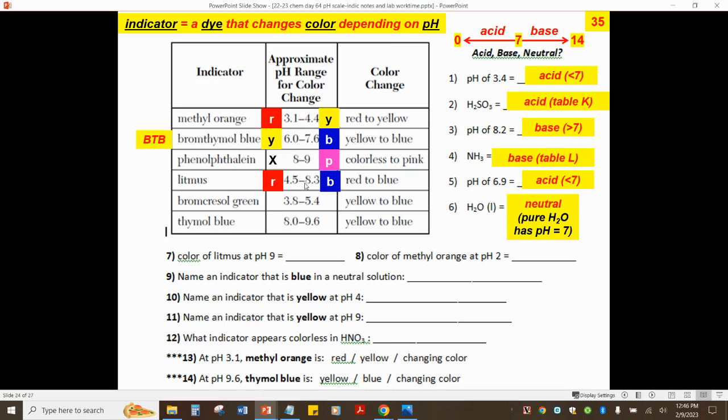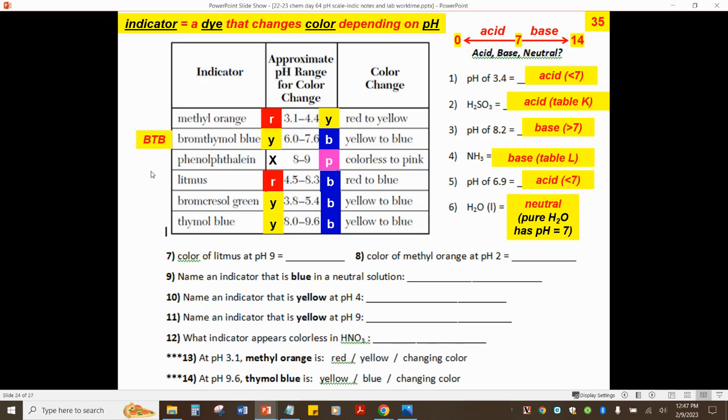In between, it's changing. Bromcresol green is yellow at the low pH numbers, blue at the high pH numbers. In between, it's changing. Thymol blue, also yellow at the low pH numbers, blue at the higher pH numbers. So once you have these color abbreviations written in your Table M, you're ready to use Table M. So for example, questions 7 and 8.